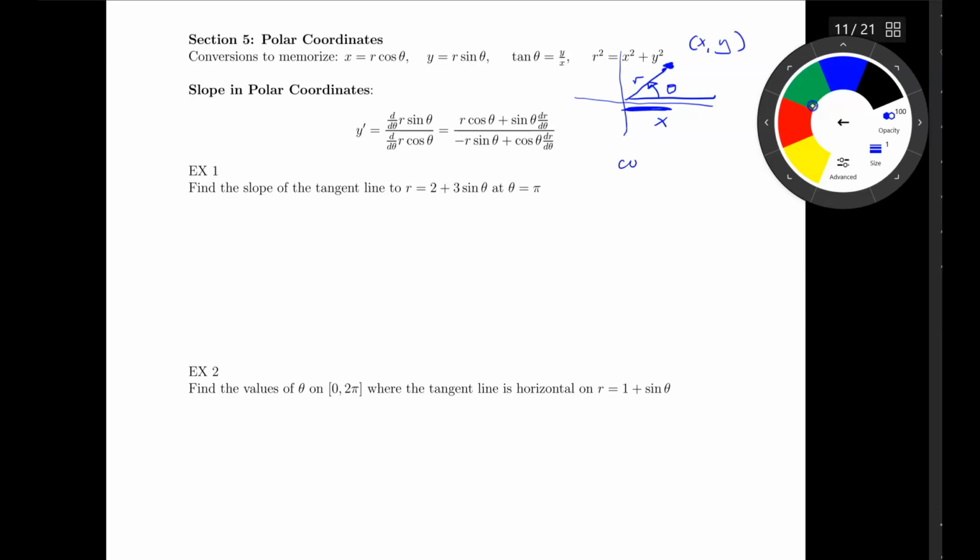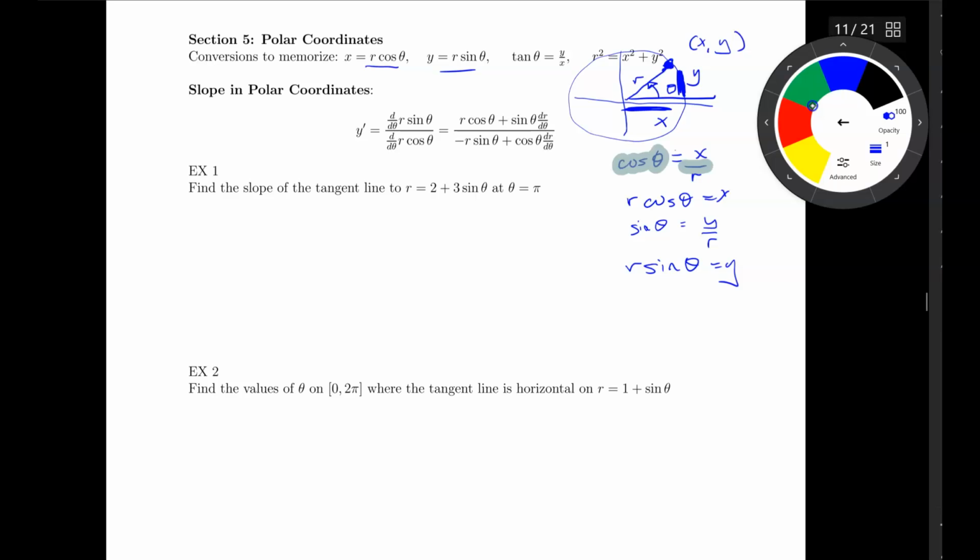Let me just write this up. Cosine of the angle theta would be x over r. So r cosine theta is equal to x. So that's what x is equal to, r cosine theta. So this xy point right here would have this height of y. So we would have sine of theta is equal to y over r. So r sine theta would equal y. And tangent of theta is y over x. And this is all talking about the circle, x squared plus y squared equals r squared.